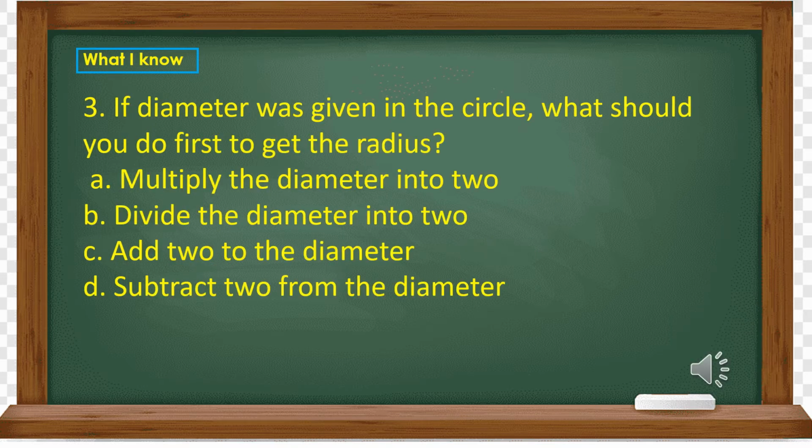Three. If diameter was given in the circle, what should you do first to get the radius? A. Multiply the diameter into 2. B. Divide the diameter into 2. C. Add 2 to the diameter. D. Subtract 2 from the diameter.